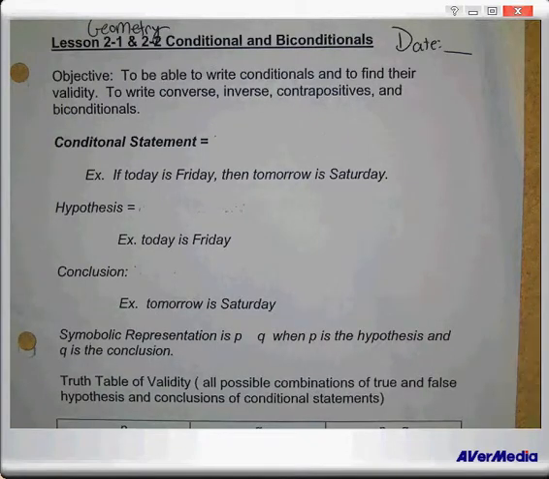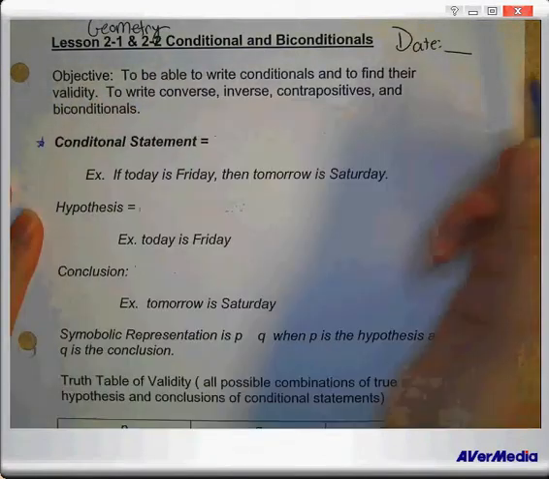Friends, we are going to start chapter 2 here, and we're learning about conditionals and biconditionals, and we think very much in geometry and conditional statements. So we're going to define them today. We're going to decide when they are true and false, and then we're also going to talk about different ways of writing them. So first of all, we're going to talk about what a conditional statement is.